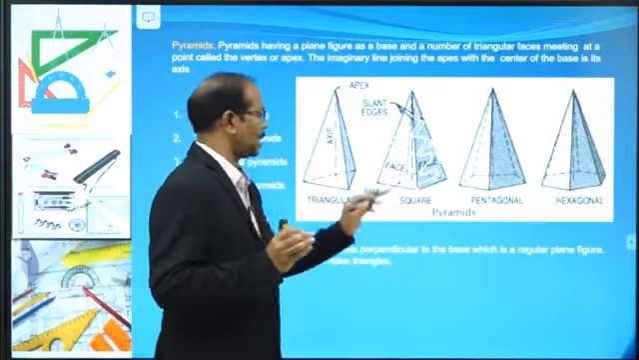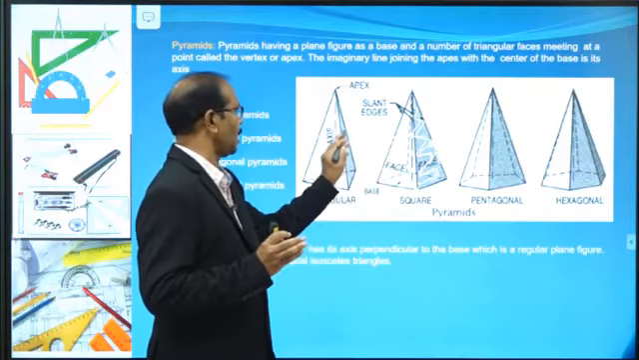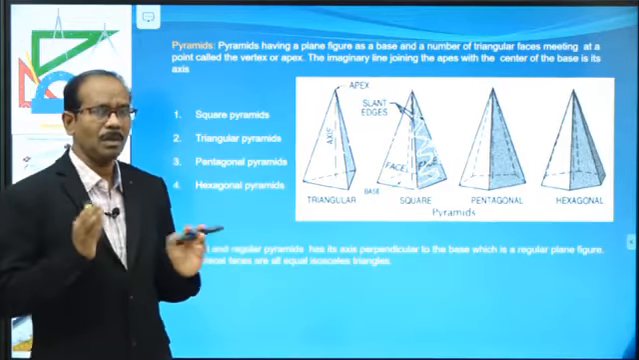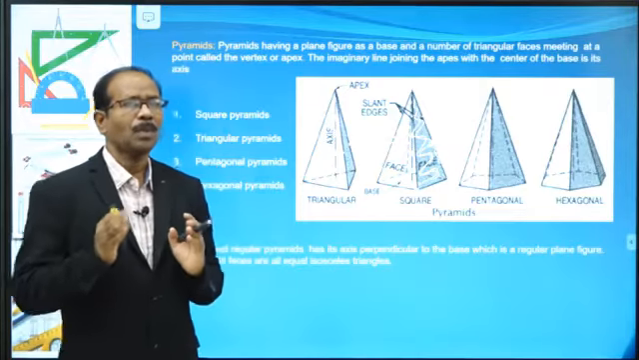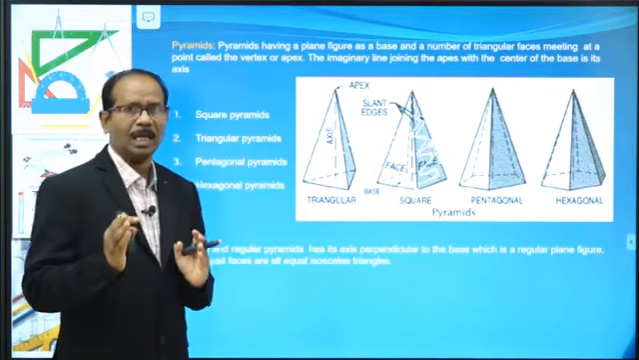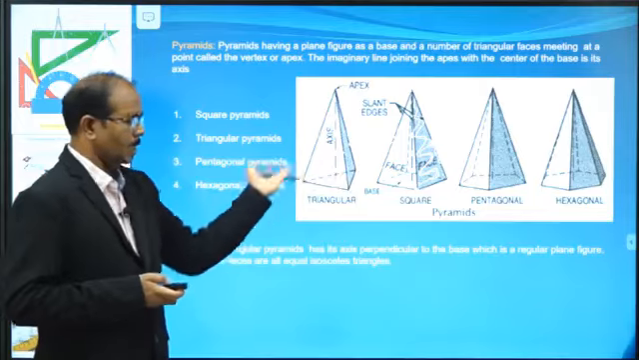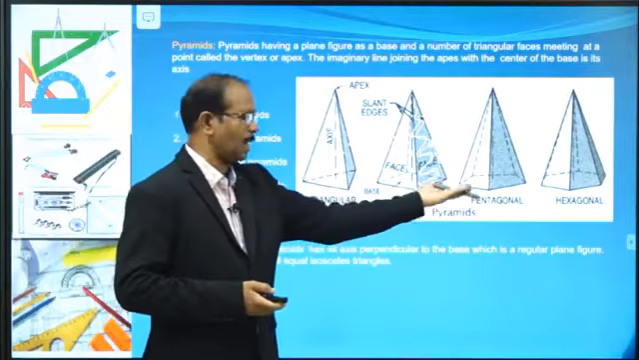Slant edges are all equal in length. These are all called slant edges. Now this is about pyramid: only one base, one apex. Slant faces are triangular in shape. The differences depend upon the shape of the base: triangle, square, pentagonal and hexagonal.